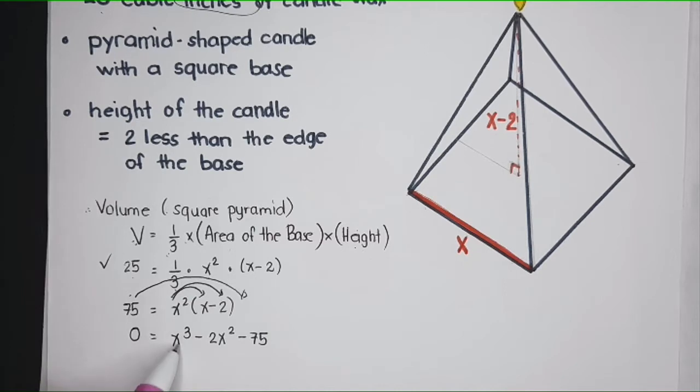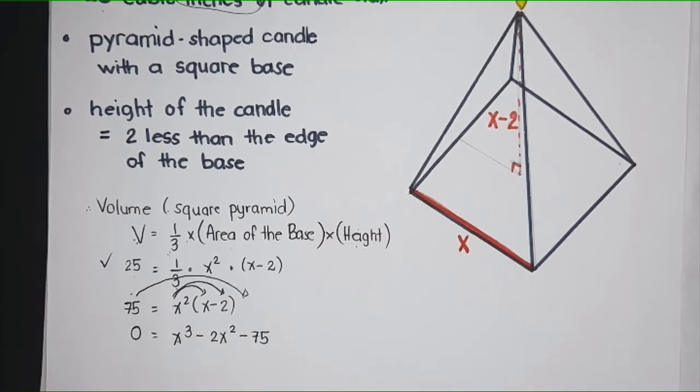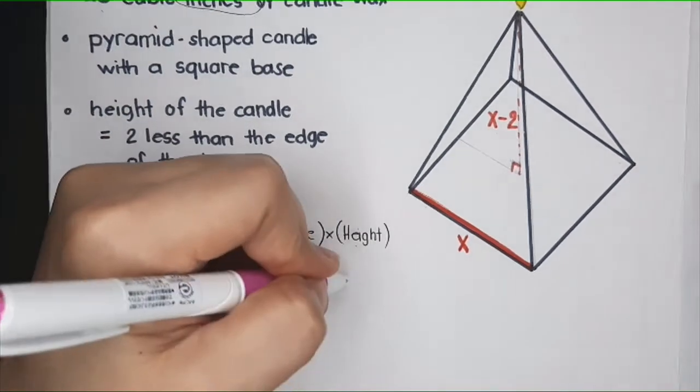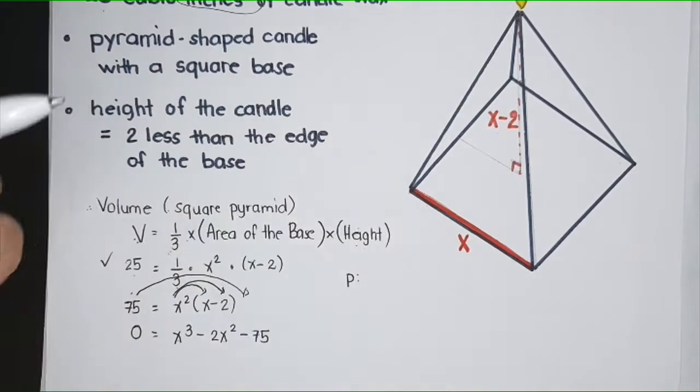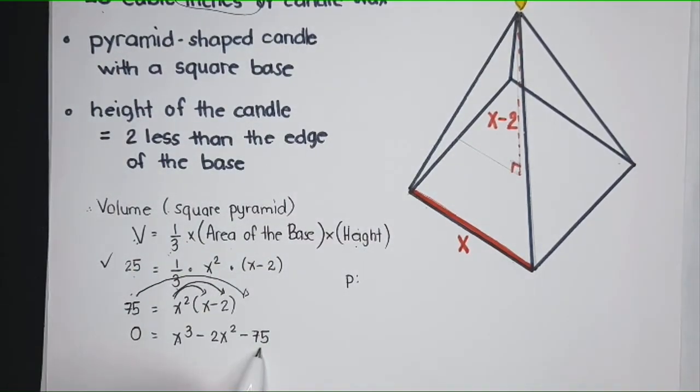So, how do we get the value or values of x here? You may want to recall the rational root theorem. Yun yung may P at saka Q. Anong ibig sabihin nun? Siguro dito natin gawin. Ang P, divisors ng 75. You write all the divisors of 75.